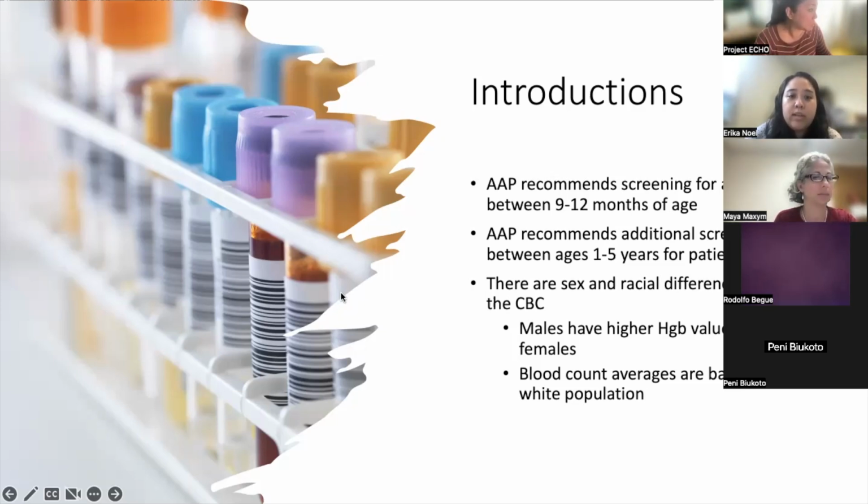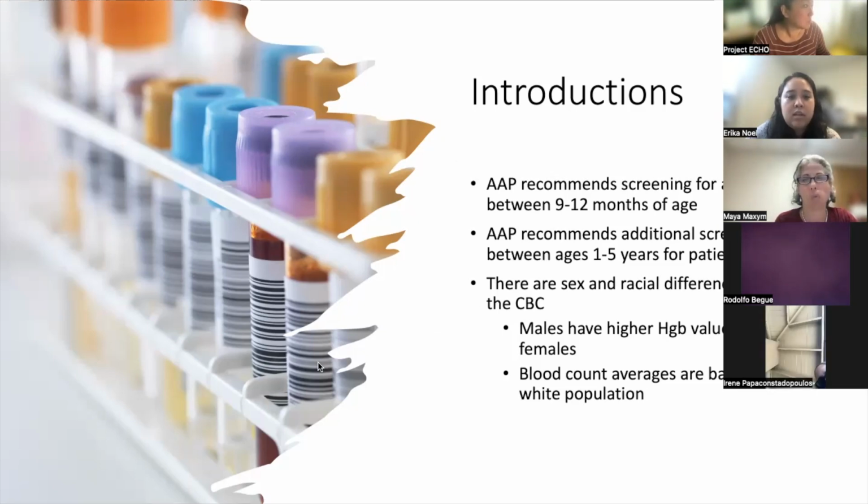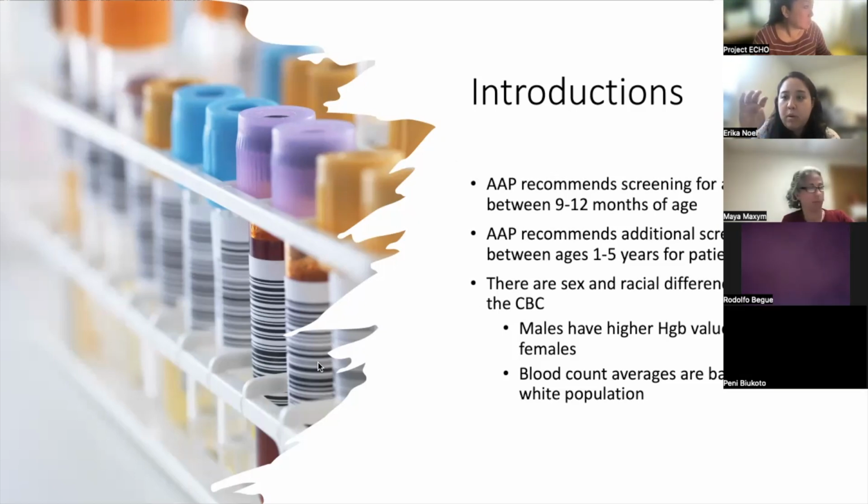Something that I feel like I should have known, but I didn't until this particular talk, was that there are racial and sex differences within the complete blood count: males tend to have higher hemoglobin values than females, and blood count averages are typically based on the white population. This is similar to what was done in the past with the glomerular filtration rate, which measures how our kidneys function. They used to differentiate between the white population and the non-white population. But now we've been straying away from putting in any racial differences. So on the complete blood count, there are no racial distinctions on the actual lab counts, but I think it's something important for us to keep in mind.